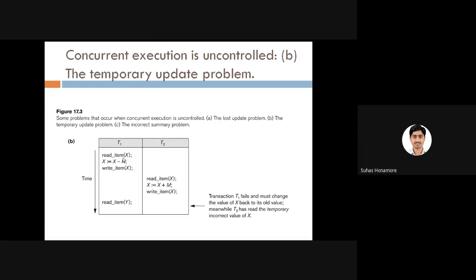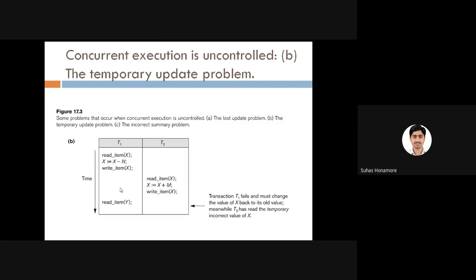Consider that T1 is reading X. Then X minus n we are doing, and we are writing it also. So this is written in our database. Now T2 will read it, the modified version of this X, then update it, and then write it also.